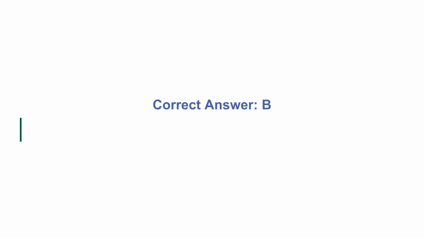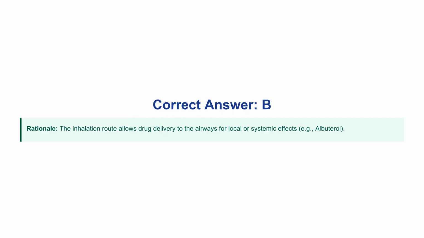Moving on, which route uses inhalers or nebulizers to deliver medication? The correct answer is B, inhalation. This route delivers drugs directly to the airways for local or systemic effects, such as with medications like albuterol.